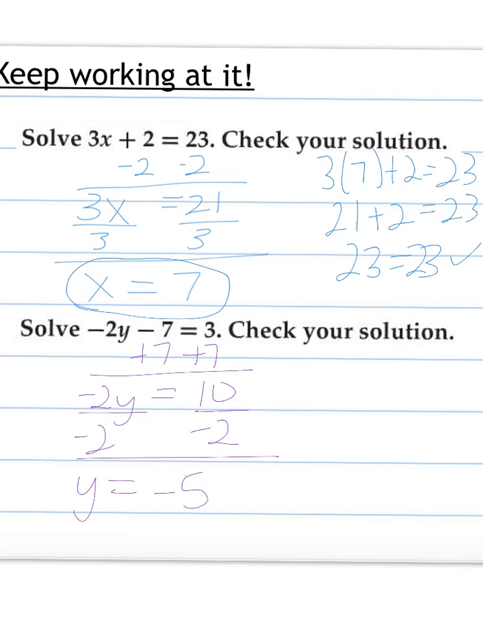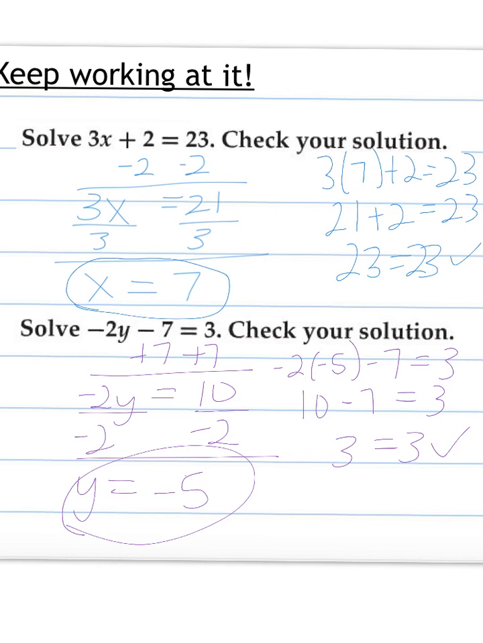Let's plug that back into check. Negative 2 times negative 5 minus 7. Well, negative 2 times negative 5, a negative times a negative is a positive 10. 10 minus 7 is 3. That works, so y equals negative 5.